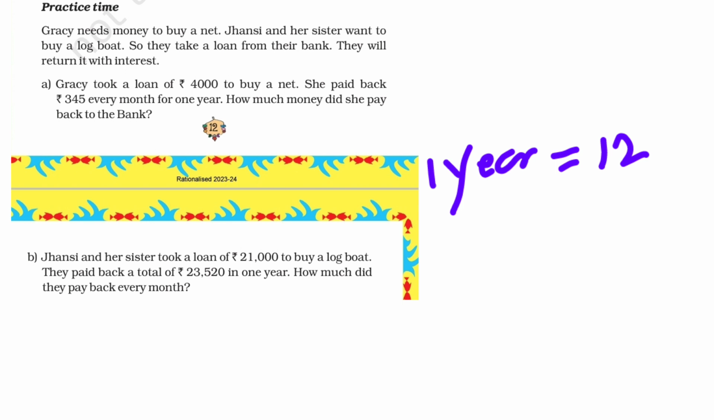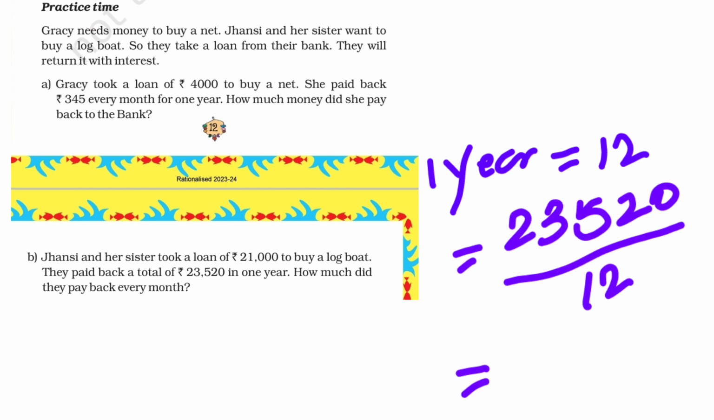So we already know for 1 year we have 12 months. So we have to divide the total amount which is paid by the number of months. So 23,520 divided by 12. So we have to divide and get the answer. Let's find out. So we are getting 1960 rupees. So every month they are going to pay back 1960 rupees to the bank.